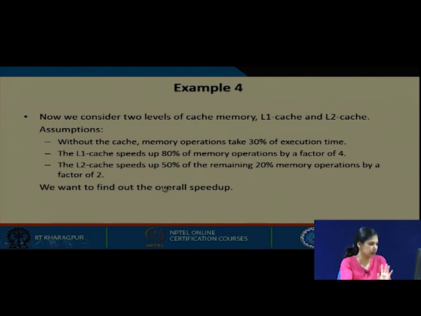L1 cache speeds up 80% of the memory operation by a factor of 4, and when L2 cache is used, 50% of the remaining 20% of the memory operation is sped up by a factor of 2, because this is 80%, so the remaining is 20% of the total 30%. So, L2 cache speeds up 50%. We want to find out the overall speedup. Let us see how we can find it.